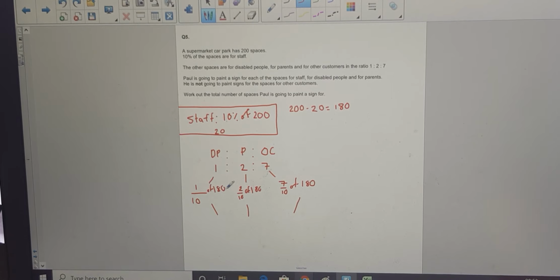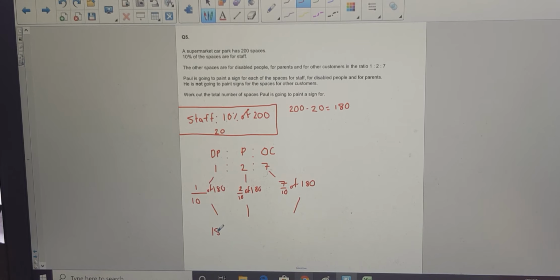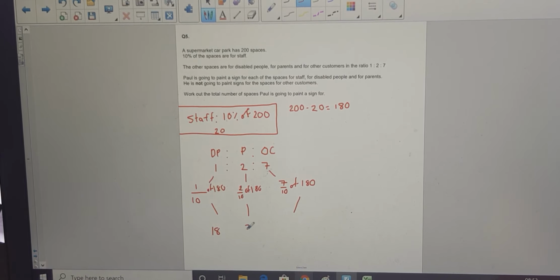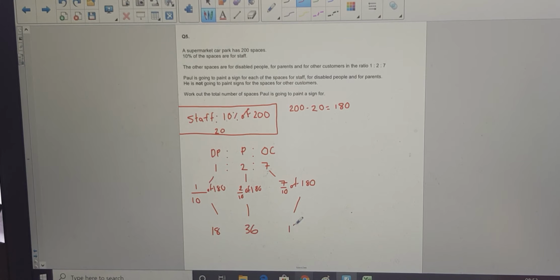Right, so what have we got? 180 divided by 10 is 18 are needed for disabled people. 180 divided by 10 is 18 times 2 is 36 required for parents. And other customers, 180 divided by 10 is 18, 18 times 7 is 126.